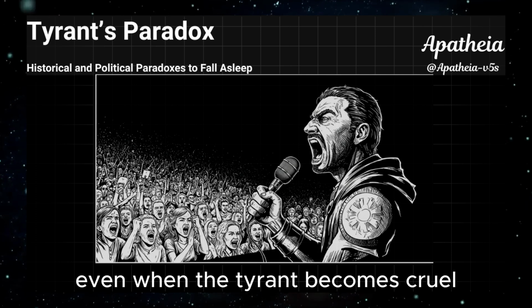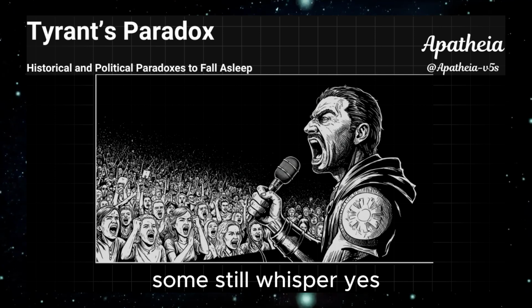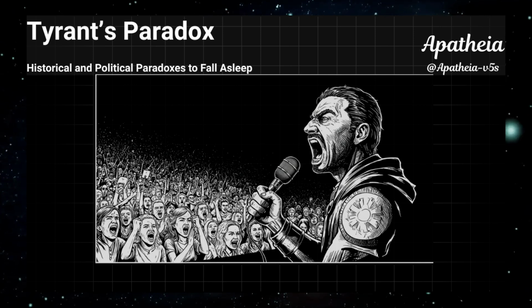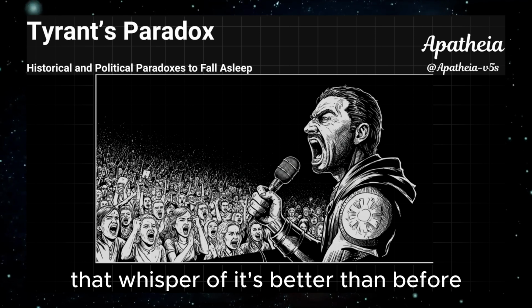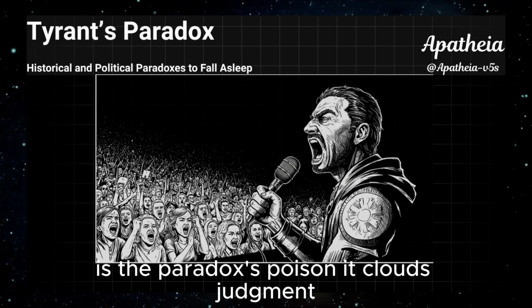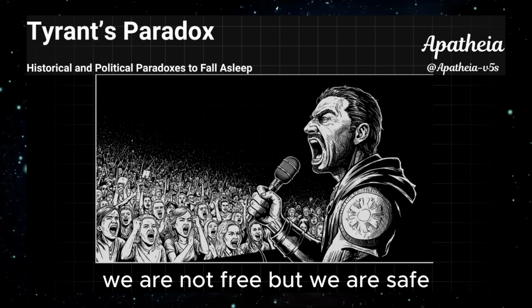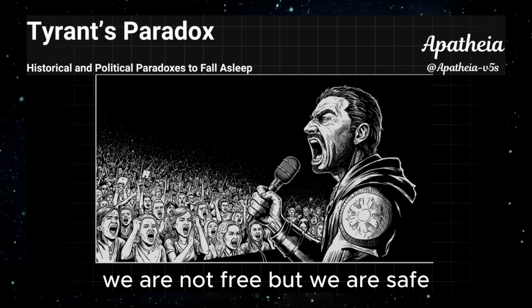And yet, even when the tyrant becomes cruel, even when the fear sets in, some still whisper, yes, but at least there's order now. That lingering justification, that whisper of it's better than before, is the paradox's poison. It clouds judgment, it justifies oppression. It says, yes, we are not free, but we are safe.